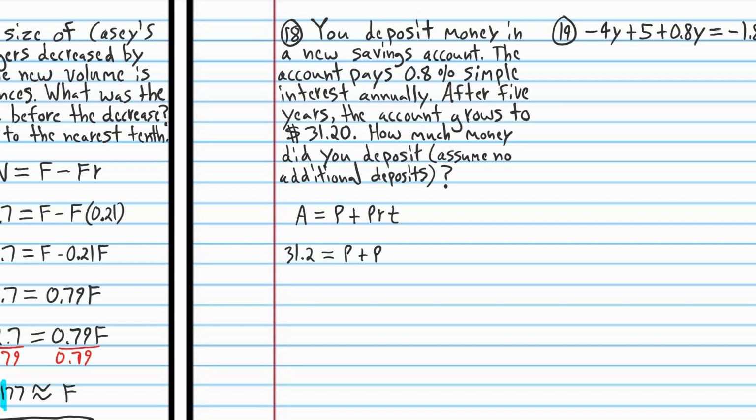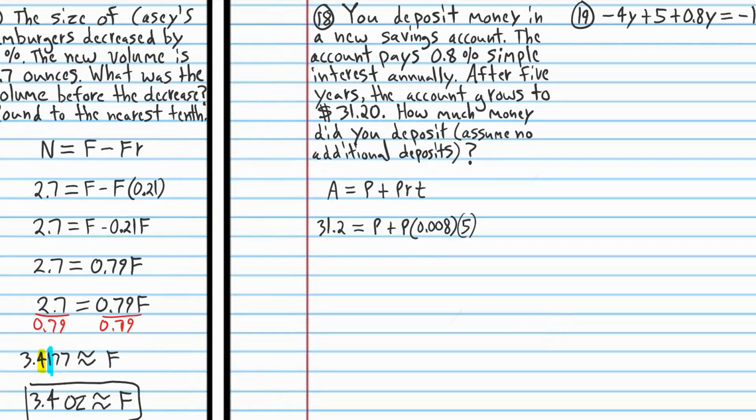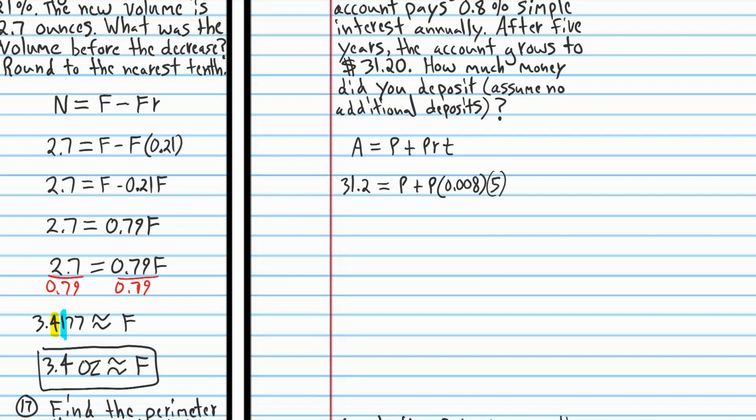R is going to be, we know that the rate is 0.8%, but we have to write it as a decimal. So remember, when you change a percent to a decimal, you take that decimal and you move it 2 places to the left. So that's going to be 0.008. And then the amount of time is 5 years. And we can put the 5 in parentheses, but we can also just leave it. We don't have to put that in parentheses. All right, so 0.008 times 5, I'm doing in my calculator, is 0.04.